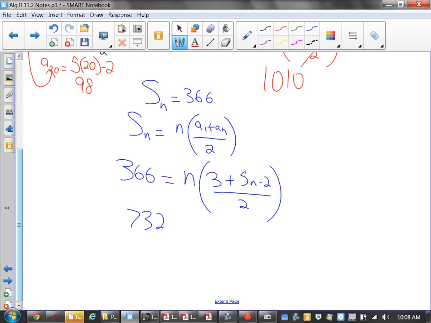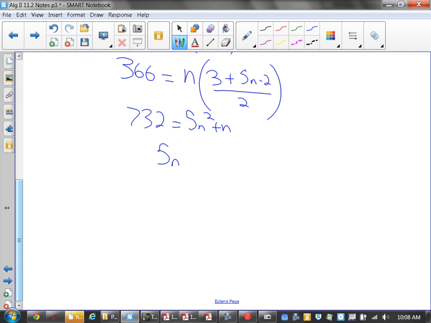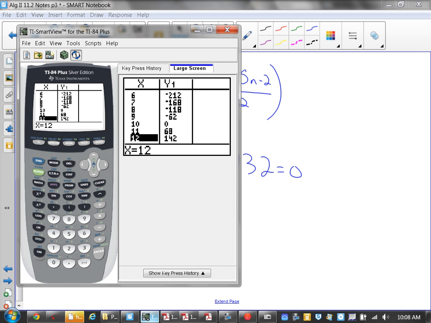Now, inside the parentheses, does everybody agree that it's 5n plus 1? Can I distribute the n and write it right away as 5n squared plus n? Okay. Now, do I have to set one side equal to 0? What are you going to use in your calculator now? The y equals, look for your positive 0. 5n squared plus n minus 732.